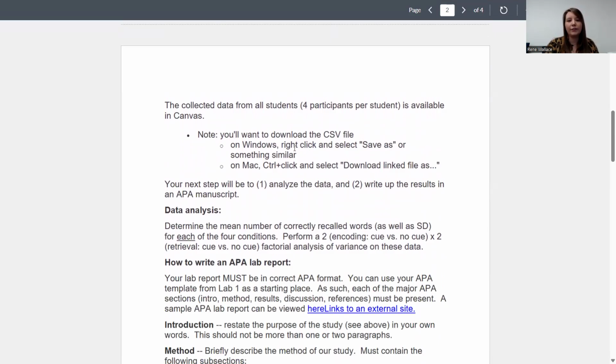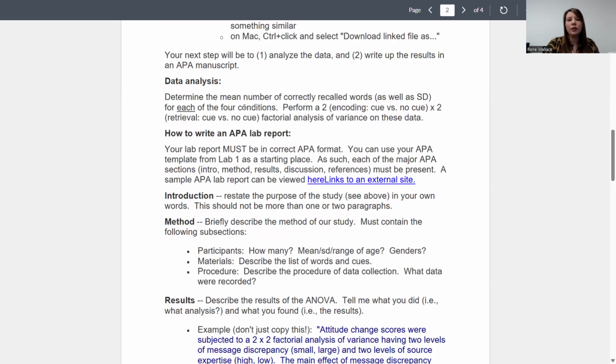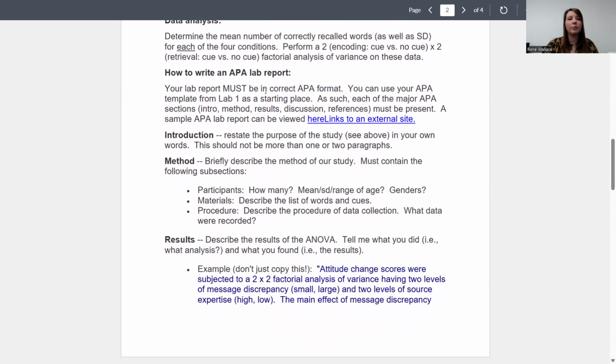So you want to download the CSV file, you're going to analyze the data, then you're going to write your manuscript. You need to determine the mean number of correctly recalled words, obviously standard deviation too, for each of the 4 conditions, and then perform your 2x2 factorial analysis of variance, ANOVA, on the data. Your lab report has to be in APA format. Use your templates from the last few labs. Make sure you go in and look at all of my feedback because I've commented on every single person's paper anywhere there was an APA mistake. So there's no reason this one shouldn't be perfect.